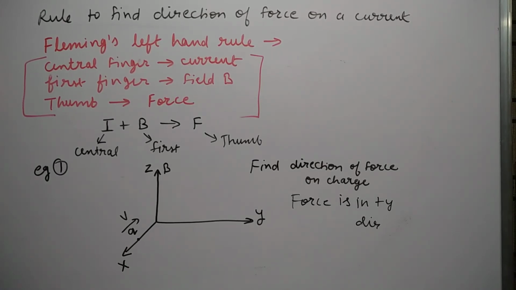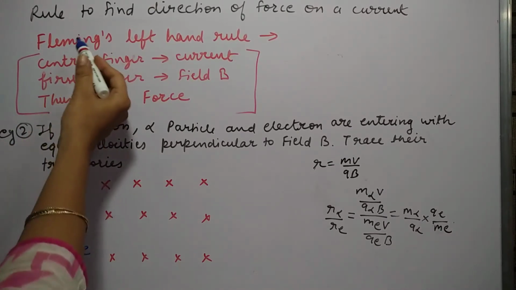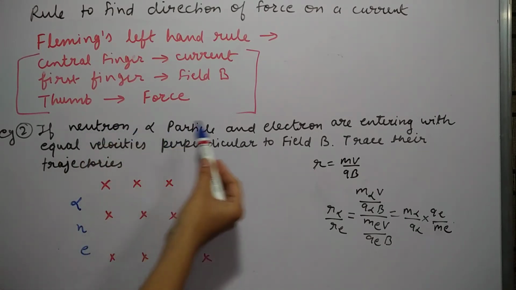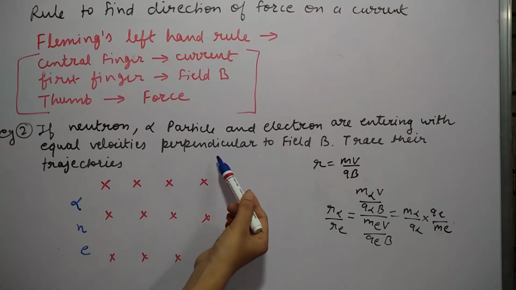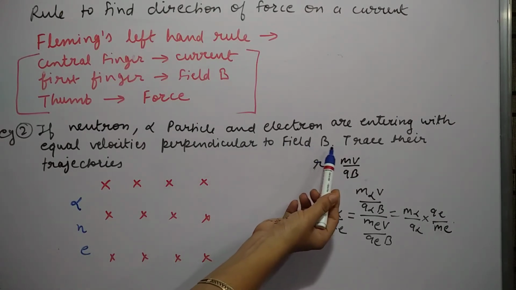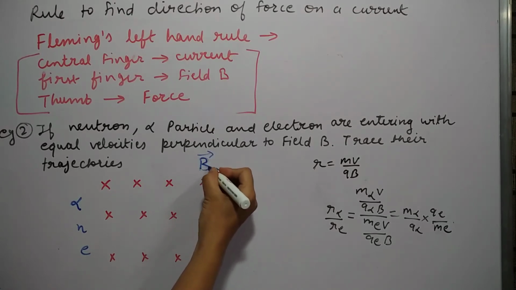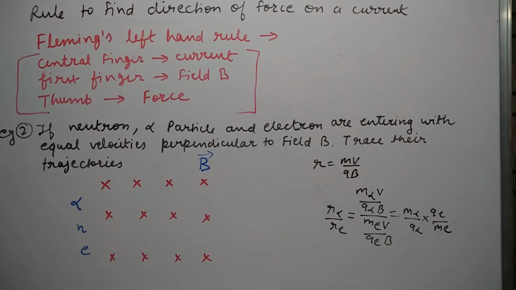Okay. Now you see this question number 2, based on Fleming's left hand rule. A neutron, alpha particle and electron are entering with equal velocities perpendicular to the field B. Okay, so B field is given like this. Trace their trajectories. That means now we have to show their paths. Okay, what will be their paths, that we have to discuss here.